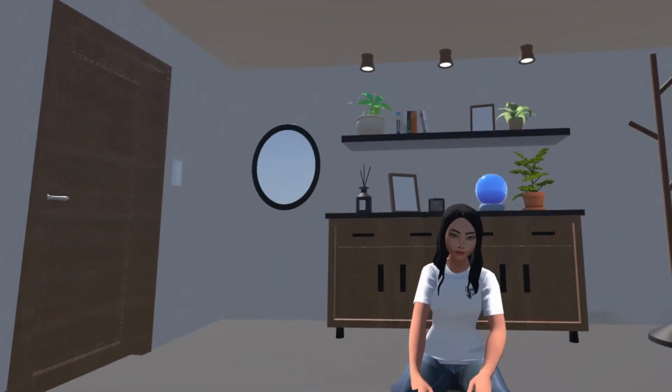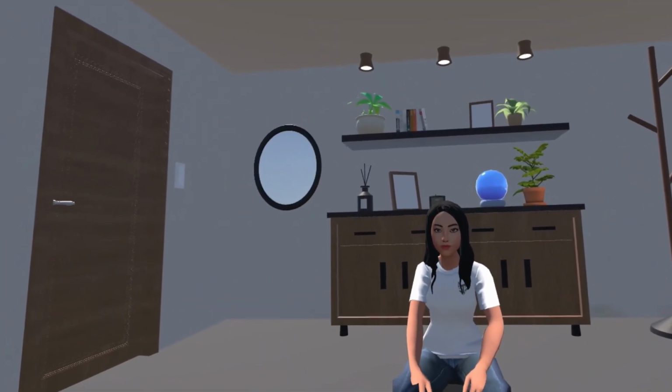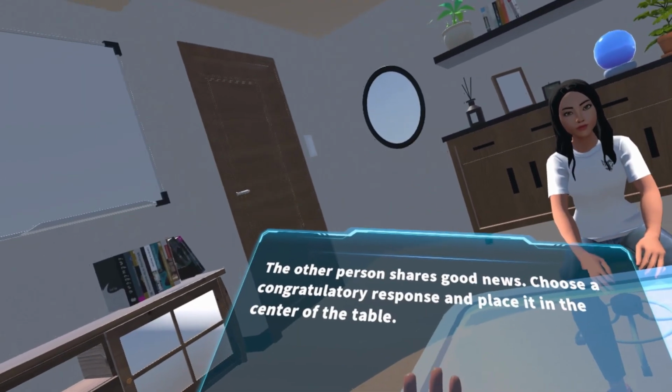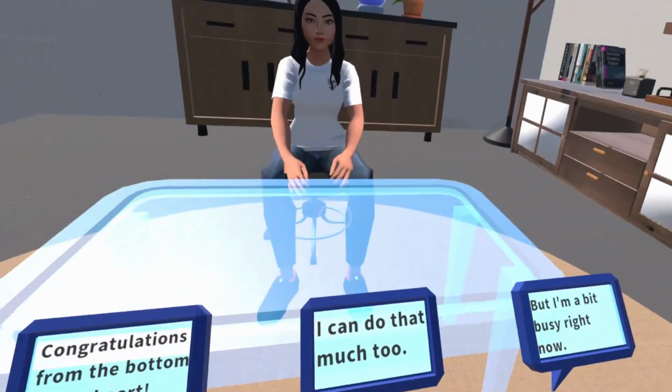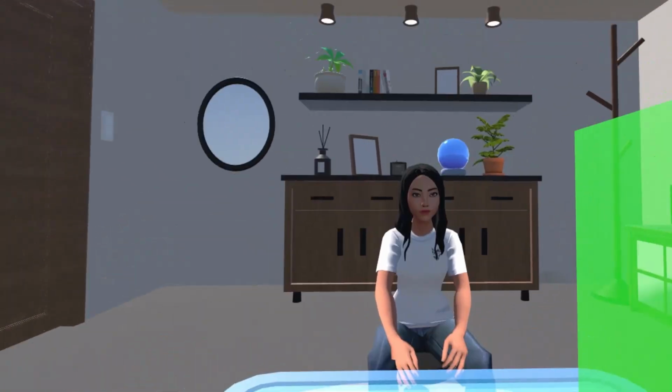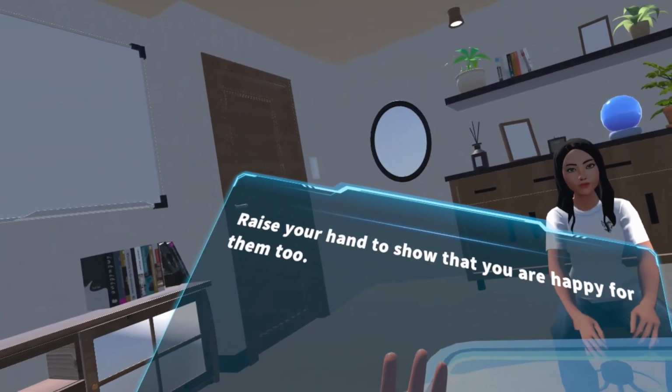My parents gave me a present. The other person shares good news. Choose a congratulatory response and place it in the center of the table. Congratulations from the bottom of my heart. Raise your hand to show that you are happy for them too.